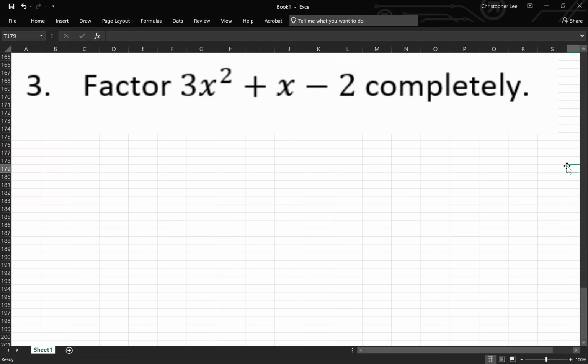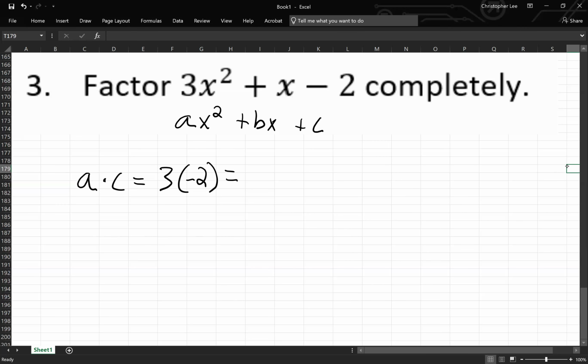So now let's do the AC method. Remember that this corresponds to ax squared plus bx plus c. So what do we have? We have a times c, which is 3 times negative 2, which is equal to negative 6. Perfect. And then I have my b term, which is equal to 1.